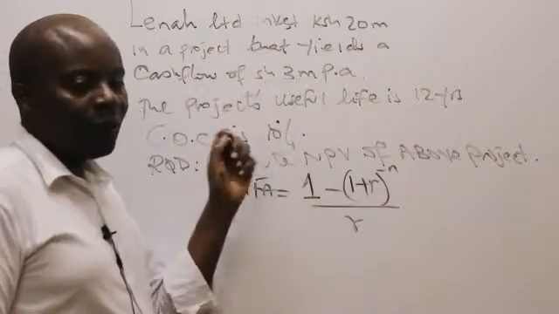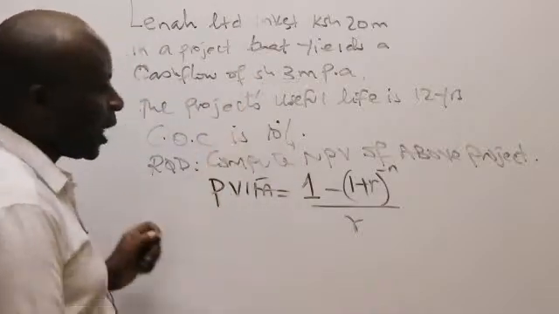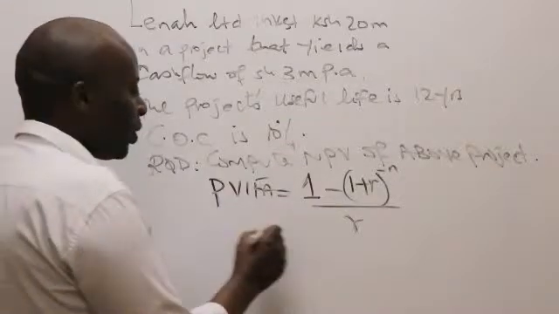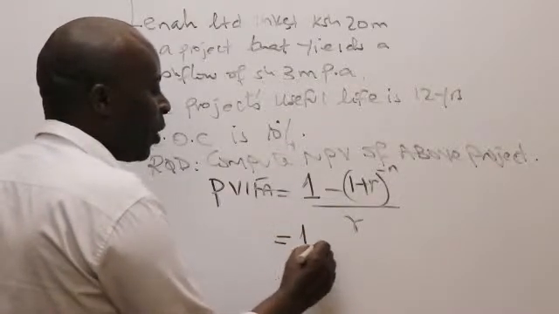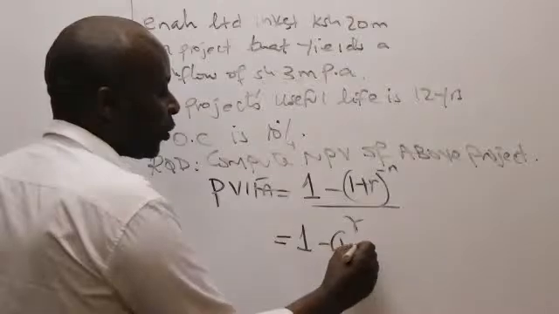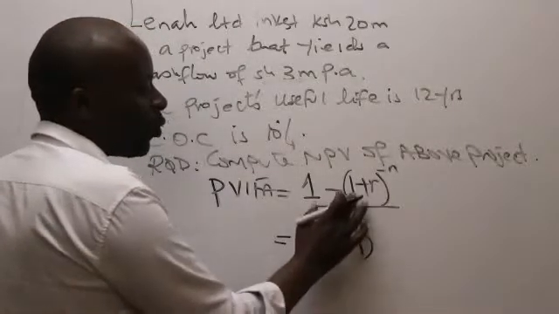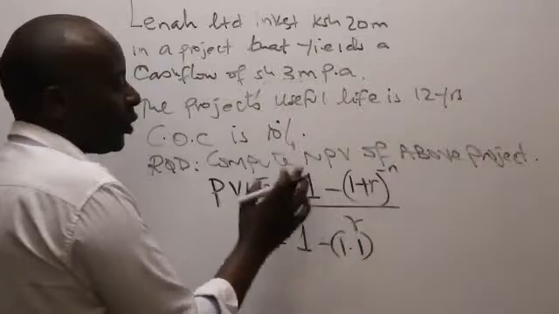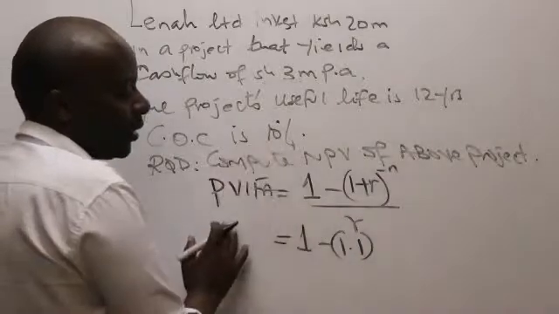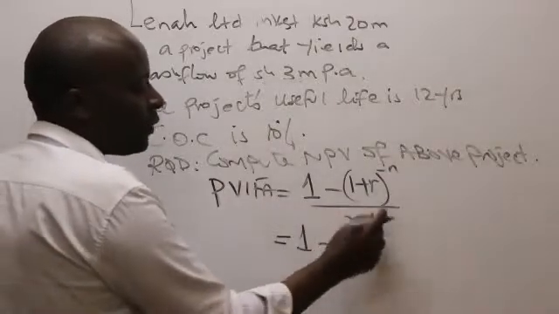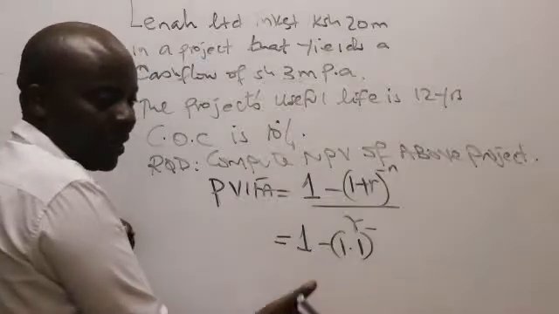It is a uniform cash flow. So if that is the case, ladies and gentlemen, then my PVFA here will be 1 minus, in brackets, 1.1. Where did I get 1.1? It's because of 1 plus the rate of return. The rate of return is 10%. So 1.1 raised to negative n, where n is the time period, the number of years.